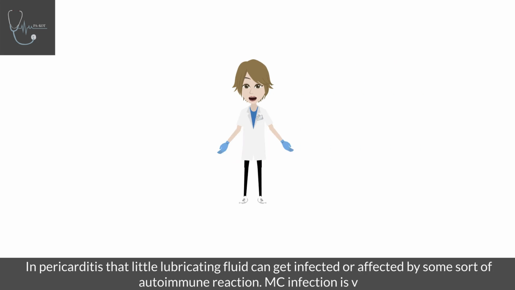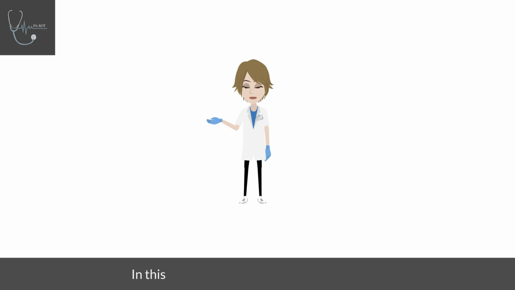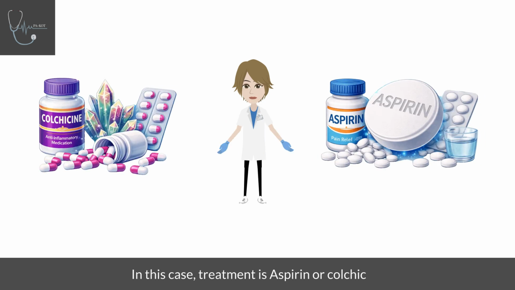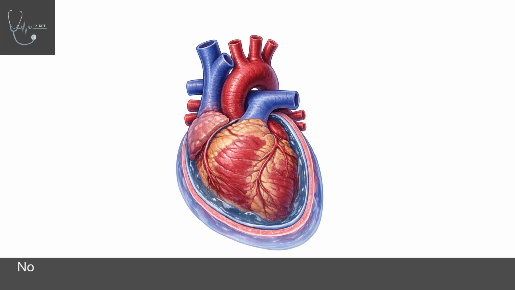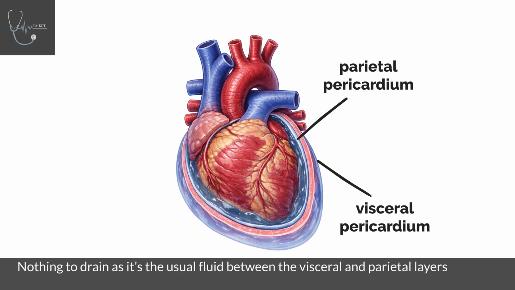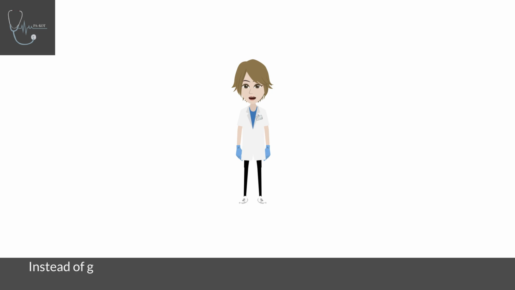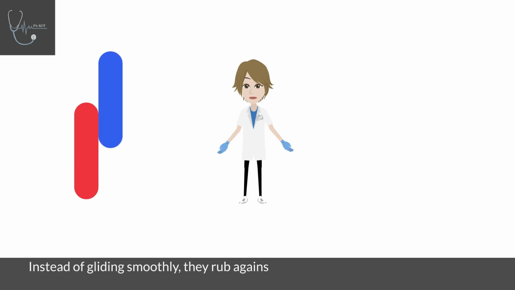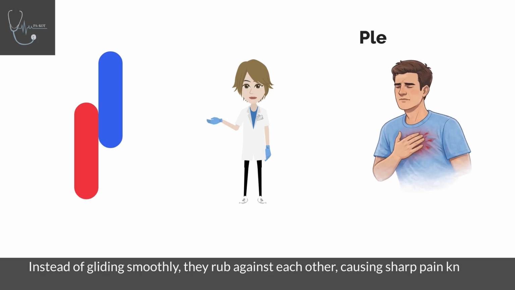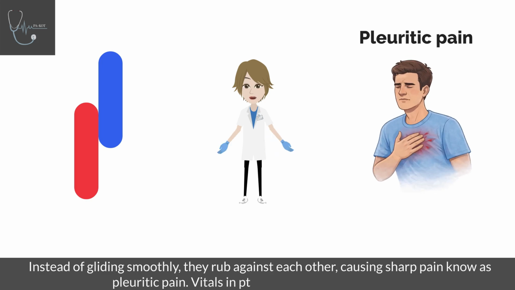The most common infection is viral. In this case, treatment is aspirin or colchicine. Nothing to drain, as it's the usual fluid between the visceral and parietal layers that becomes inflamed and rough. Instead of gliding smoothly, they rub against each other, causing sharp pain known as pleuritic pain. Vitals in a patient with pericarditis are stable.